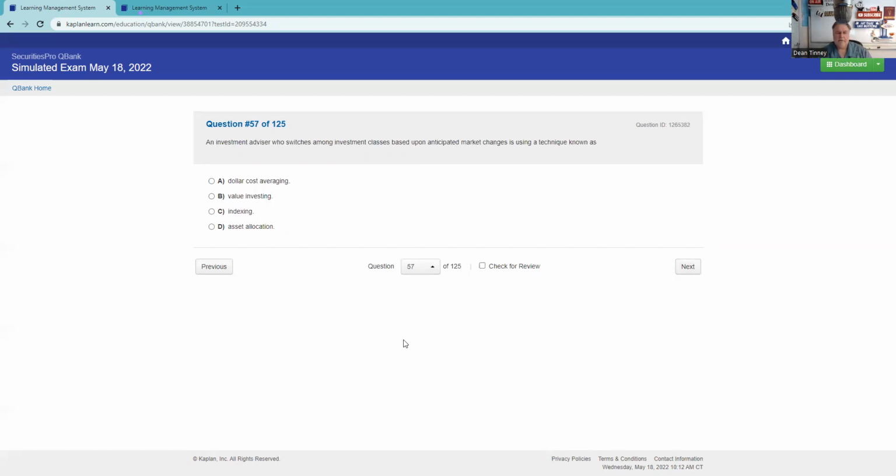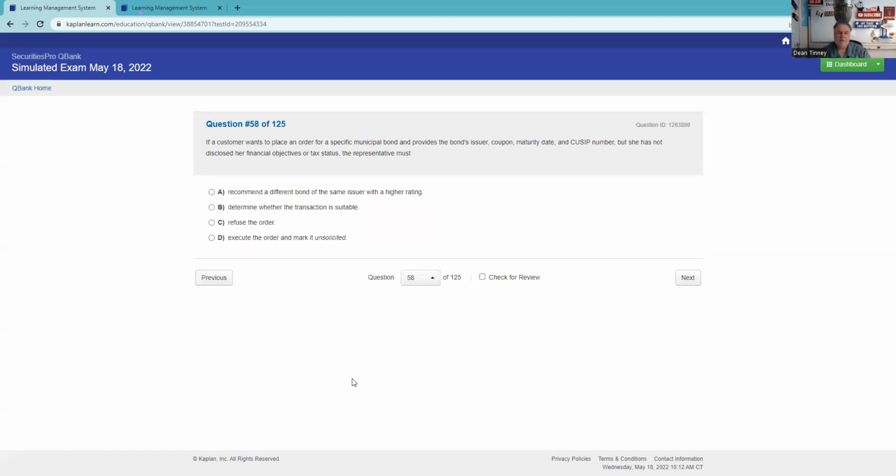An investment advisor who switches among investment classes upon anticipated market changes is using a technique known as dollar cost averaging, value investing, indexing, no, asset allocation. Yeah, you're changing it. It sounds like D is my best choice there, right?